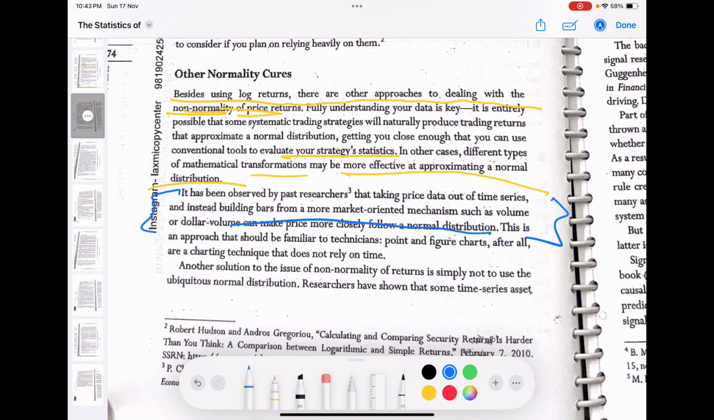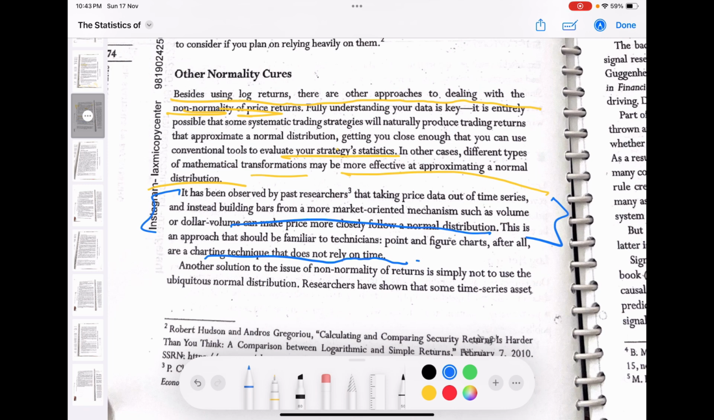This is an approach that should be familiar to technicians. Like, for example, we saw the point and figure charts. After all, charting techniques do not rely on time, which is what was different about the point and figure chart and the range charts: they do not change according to time. In fact, they change according to certain values.